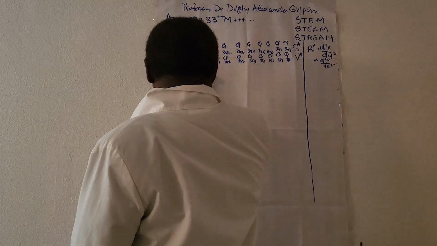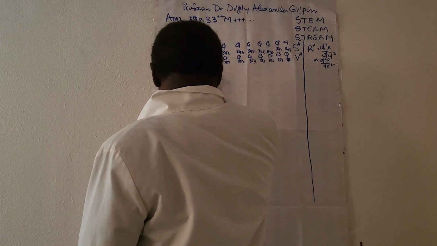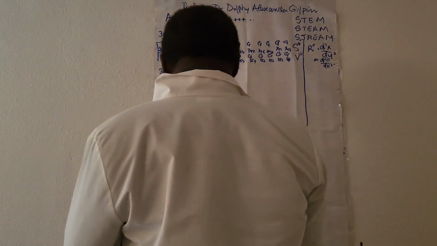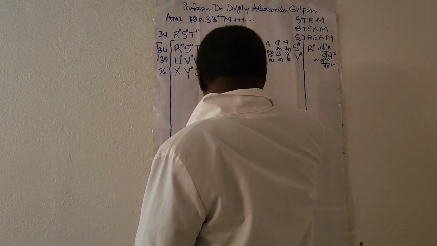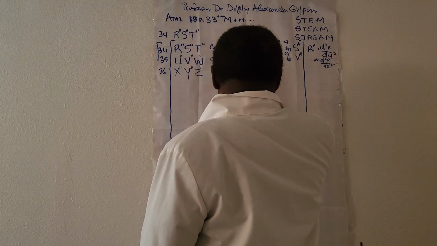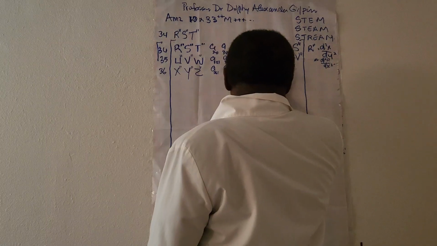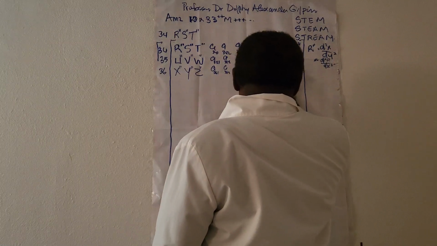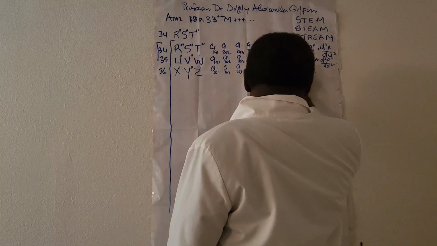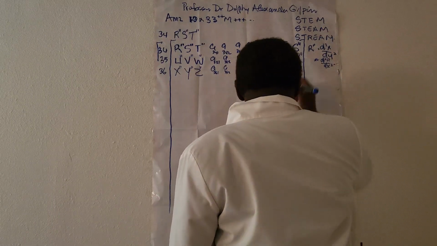36, X, Y, Z, all double dash here now. A36-1, A36-2, A36-3, A36-4, A36-5, A36-6, A36-7, A36-8, and Y double dash.